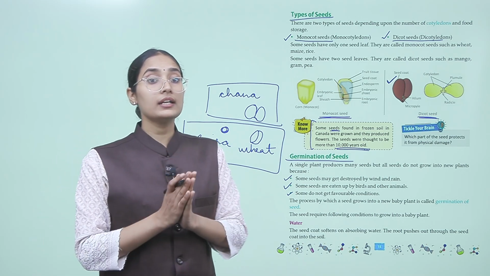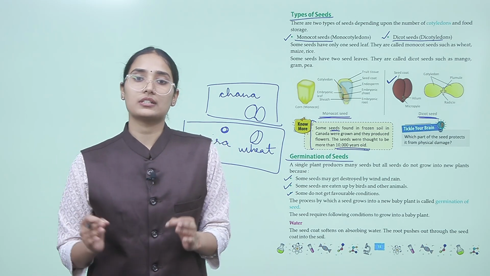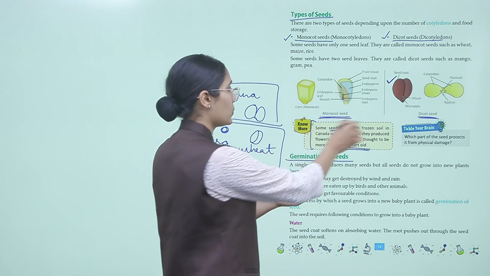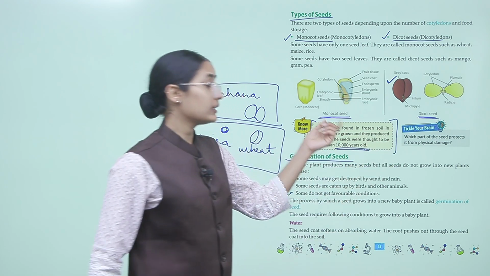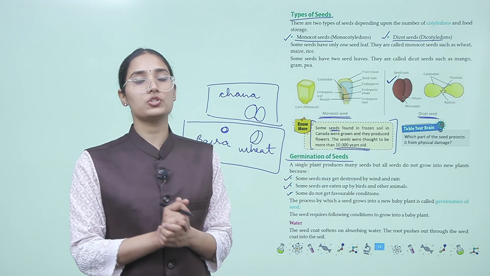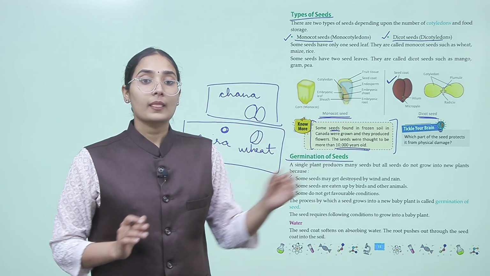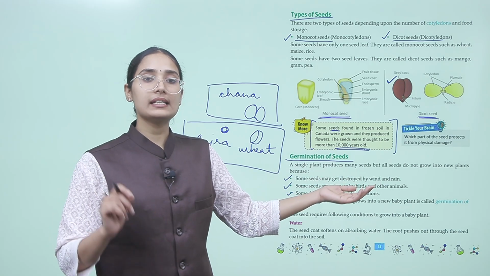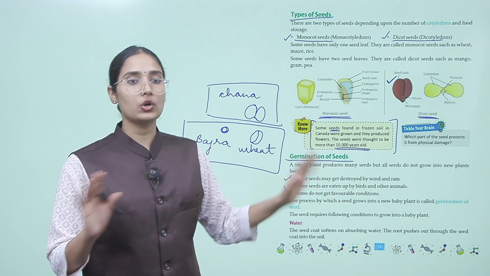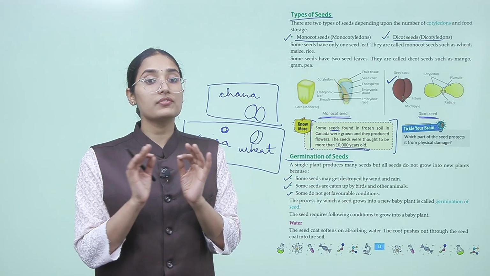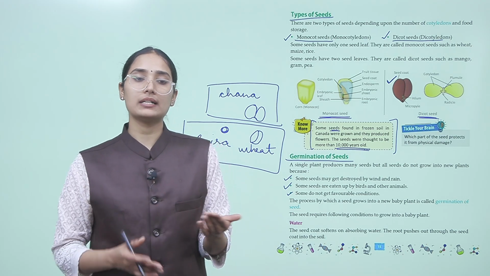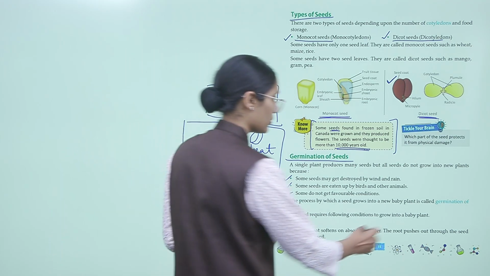Sometimes, they do not get favorable conditions, just like in this case, where in Canada, the seed got into frozen soil. So, until and unless the seed gets a favorable condition, it will not grow. Now, the process by which a seed grows into a new baby plant is called the germination of seed. Alright students.